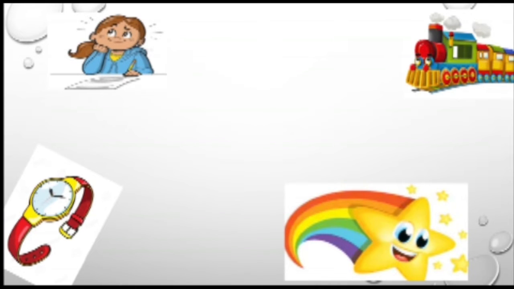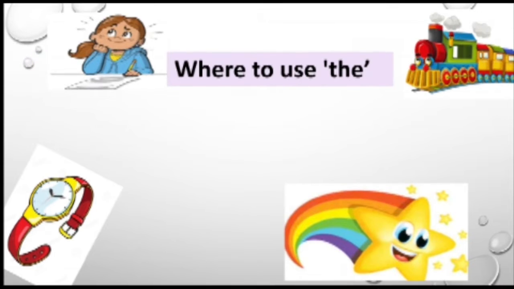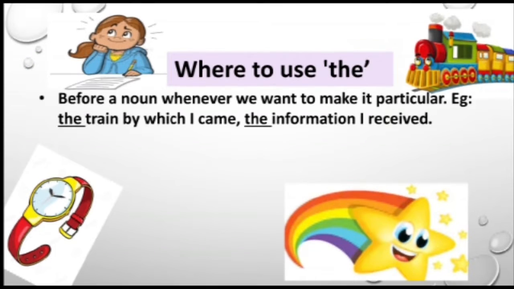Let's come to the definite article. Where to use the. First rule. Before a noun, whenever we want to make it particular. For example, the train by which I came. The information I received. Here I am particularizing about which train I am talking. The train by which I came. So you know very well which train I am talking about. So with this type of phrases, sentences, or we can say the noun which are particularized, we use the.